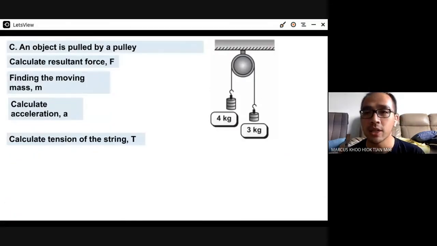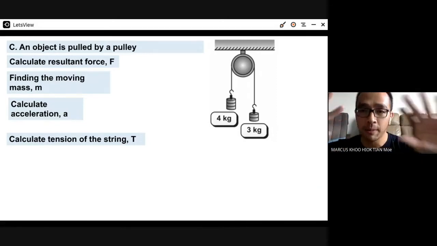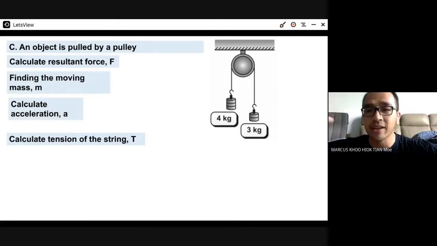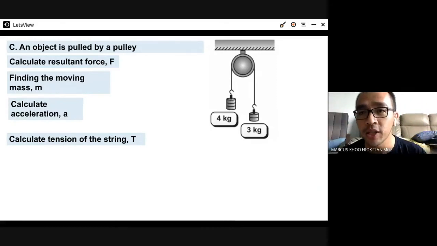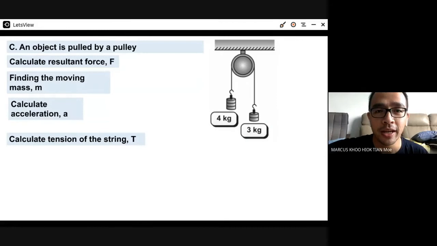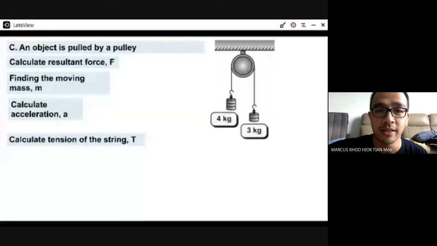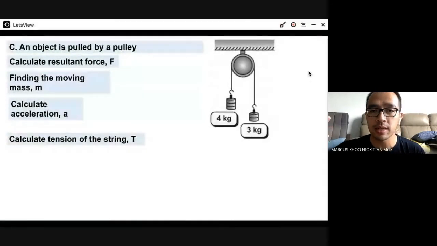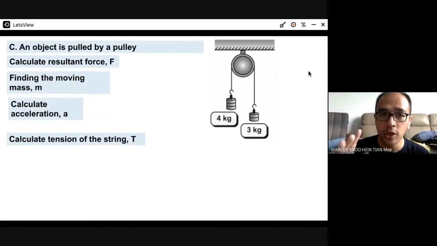The third situation is by far the most difficult situation, so I'm going to say sorry very early. This is a very difficult thing to cover on a Wednesday afternoon. Something has happened. Sorry, are you still seeing the slide? Something happened on my computer. You can still see the slide. So in this situation, you have an object that is pulled by a pulley.